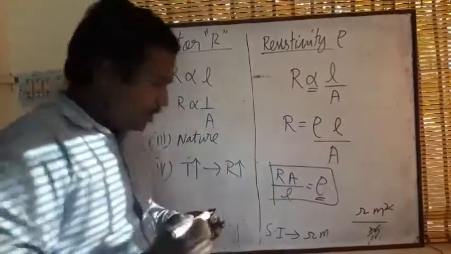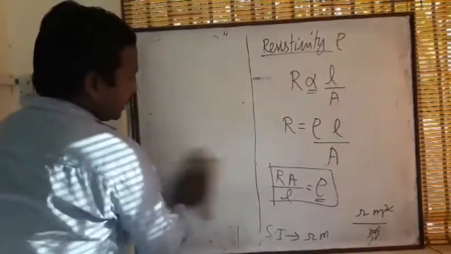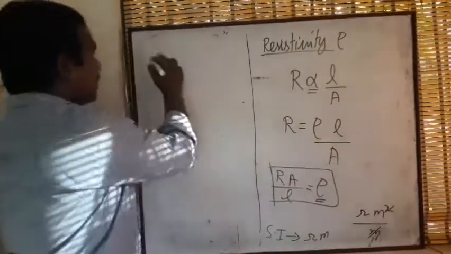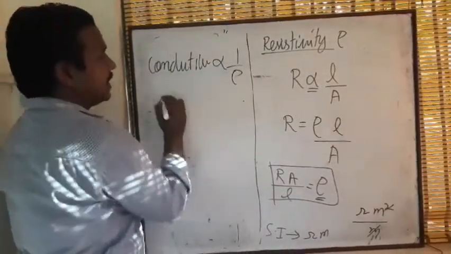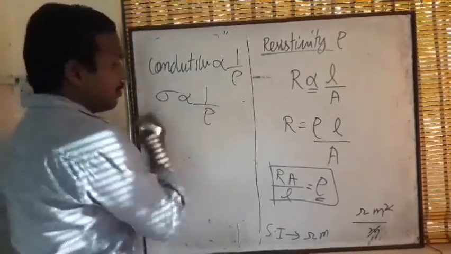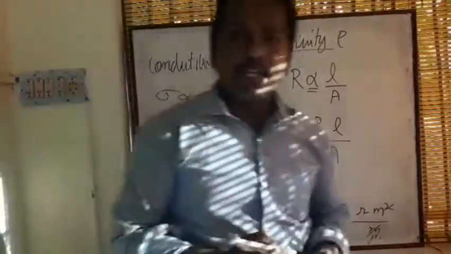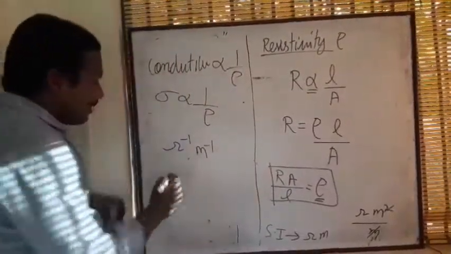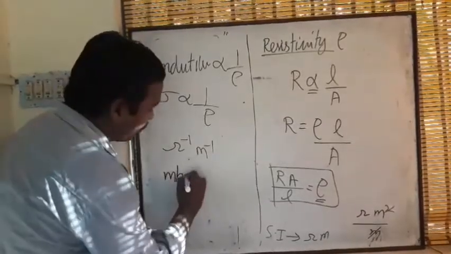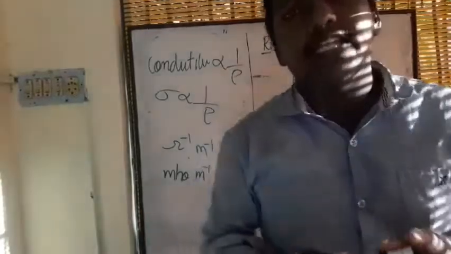Now I am going to tell you what conductivity is. Conductivity is inversely proportional to resistivity: sigma is inversely proportional to rho. That means the SI unit of conductivity is ohm inverse meter inverse. Sometimes ohm inverse is also called mho, so mho meter inverse. The next thing we are going to calculate is energy and power.